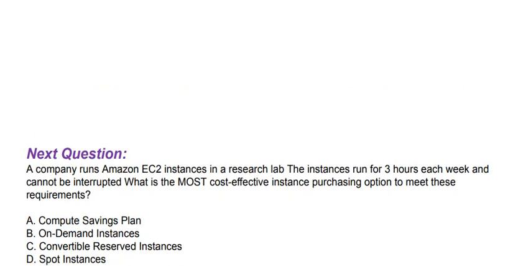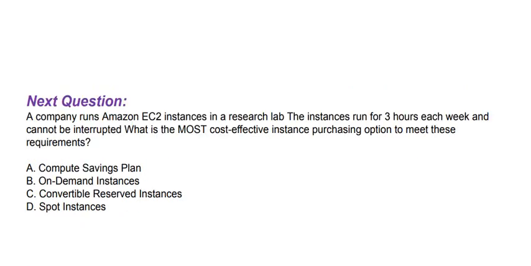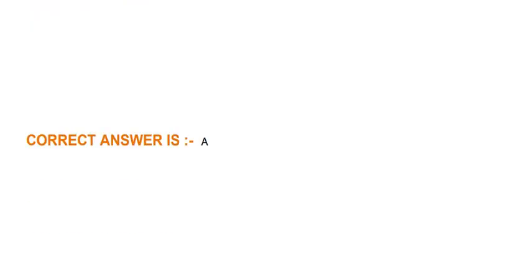Next question is, a company runs Amazon EC2 instances in a research lab. The instances run for 3 hours each week and cannot be interrupted. What is the most cost-effective instance purchasing option to meet these requirements? Option A. Compute Savings Plan. Option B. On-demand instances. Option C. Convertible reserved instances. And option D. Spot instances. The correct answer is option A.